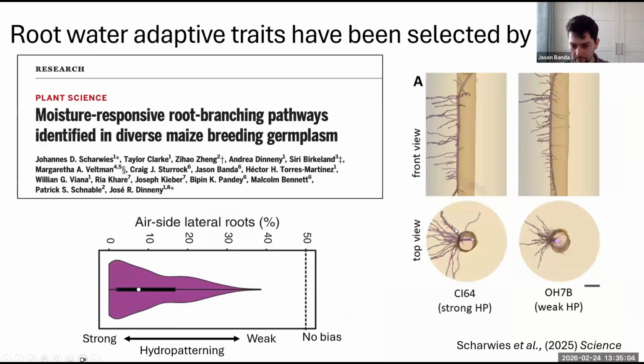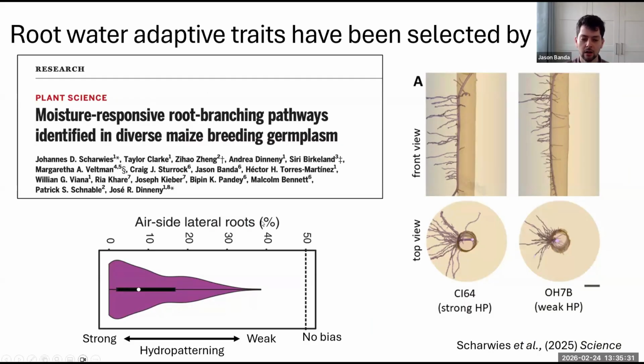And actually, this story has come a long way. Again, this work from José Dinneny's group, where I was also involved, showed beautifully what you can do if you have a diversified panel of maize lines. We looked at a panel of 250 different maize varieties, and they checked how strong the hydropatterning response actually is in all these varieties.